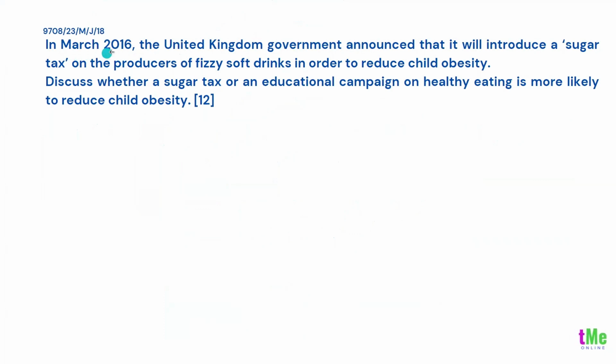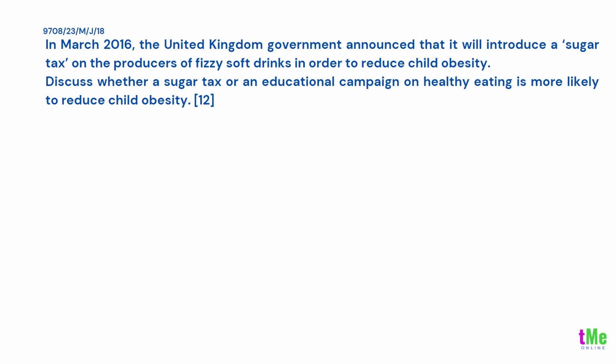In March 2016, the United Kingdom government announced that it will introduce a sugar tax on the producers of fizzy soft drinks in order to reduce child obesity. Discuss whether a sugar tax or an educational campaign on healthy eating is more likely to reduce child obesity.